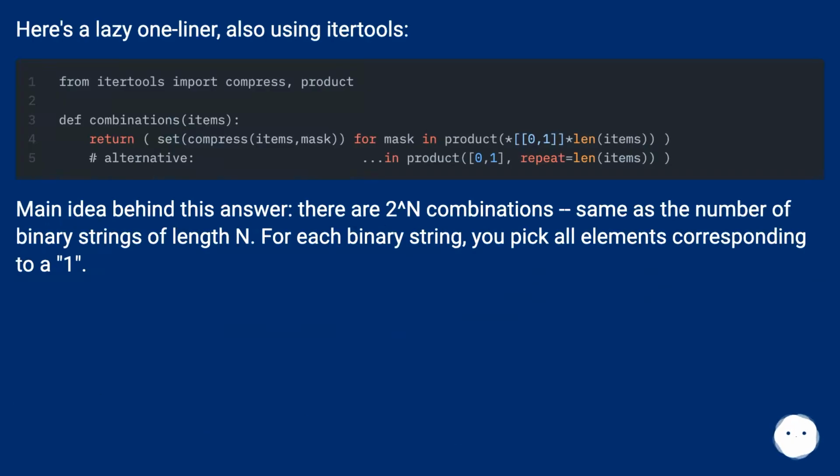Here's a lazy one-liner, also using itertools. Main idea behind this answer: there are 2 to the power of n combinations, same as the number of binary strings of length n. For each binary string, you pick all elements corresponding to a 1.